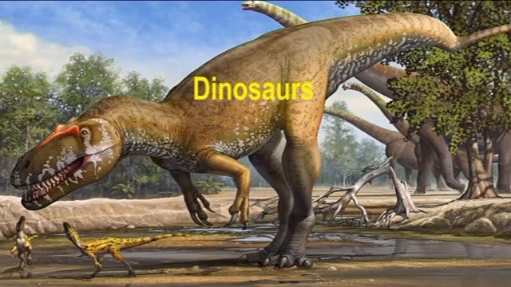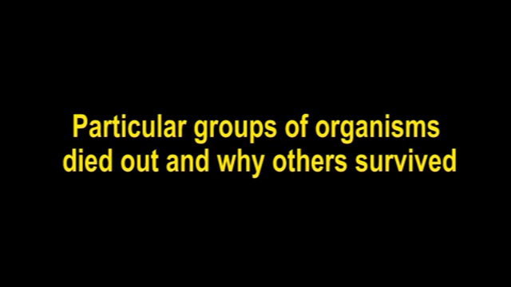A good theory for a particular mass extinction should explain all of the losses, not just focus on a few groups such as dinosaurs. It should explain why particular groups of organisms died out and why others survived.